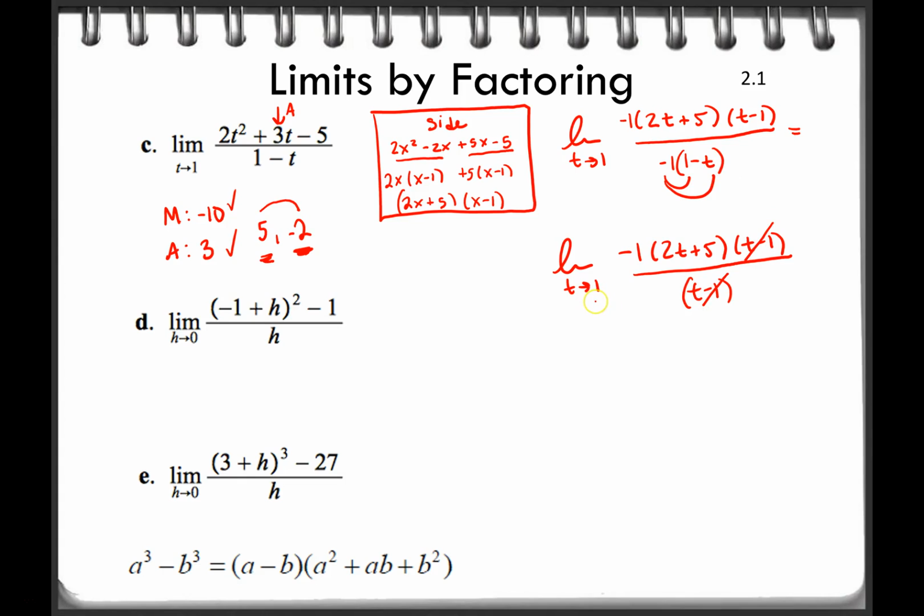All right, next thing I'm going to do here is take this 1, and I'm going to plug it in. And so that's going to give me -1 times 2 times 1 plus 5. Okay, we need to do parentheses first. So that's going to be 2 plus 5 is 7. Times -1 is a -7 is our answer.